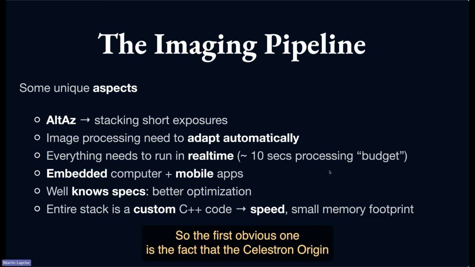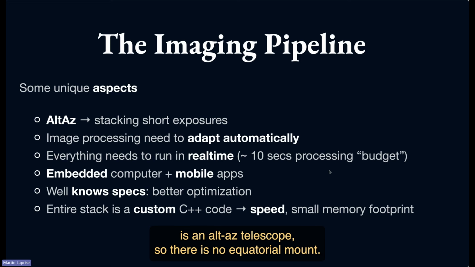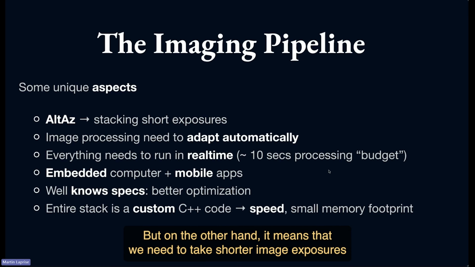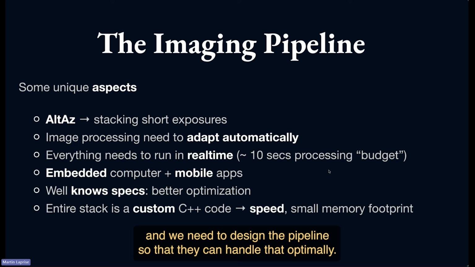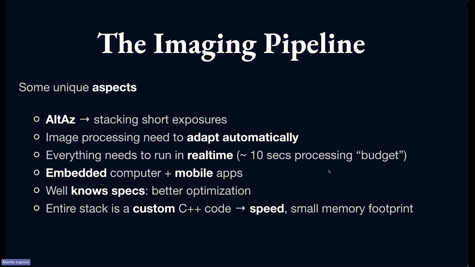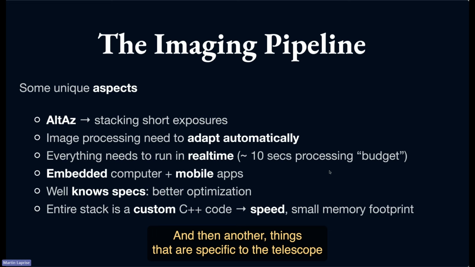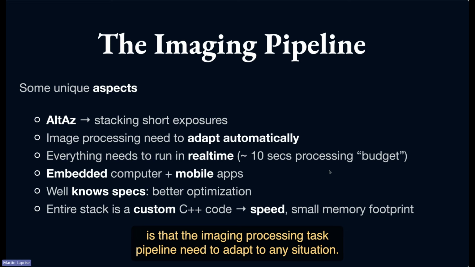So the first obvious one is the fact that the Celestron Origin is an AltAz telescope, so there's no equatorial mount, so that's why it's so simple to use. But on the other hand, it means that we need to take shorter image exposures, and we need to design the pipeline so that it can handle that optimally. So that's one thing. And another thing specific to the telescope is that the image processing pipeline needs to adapt to any situation.